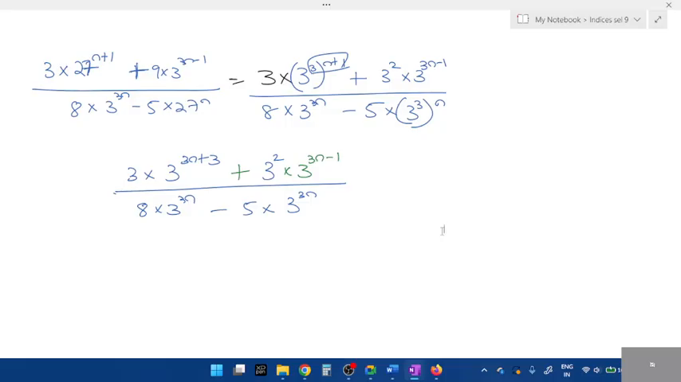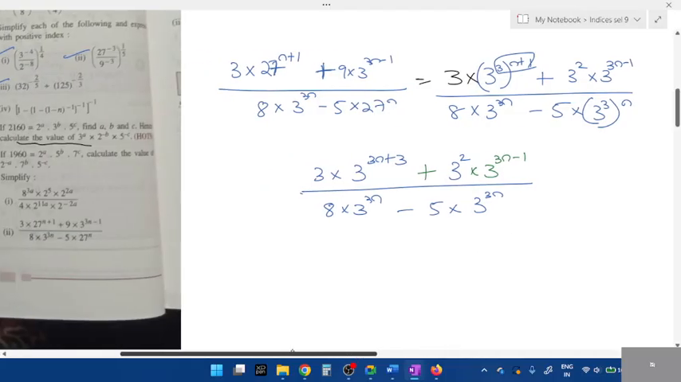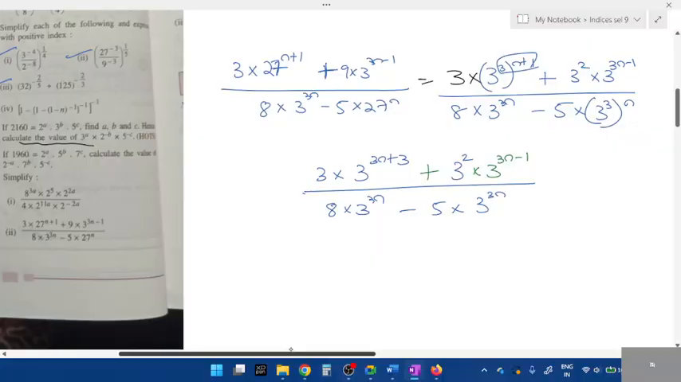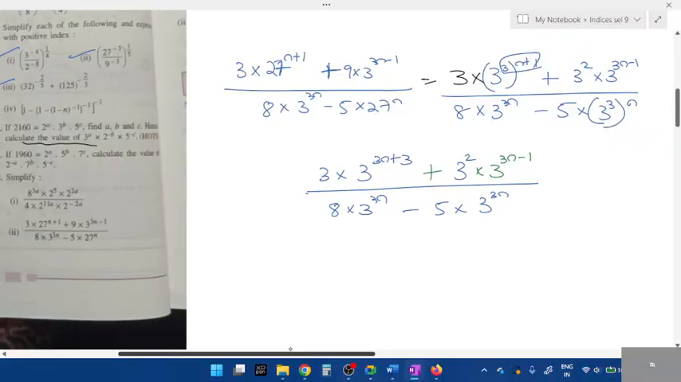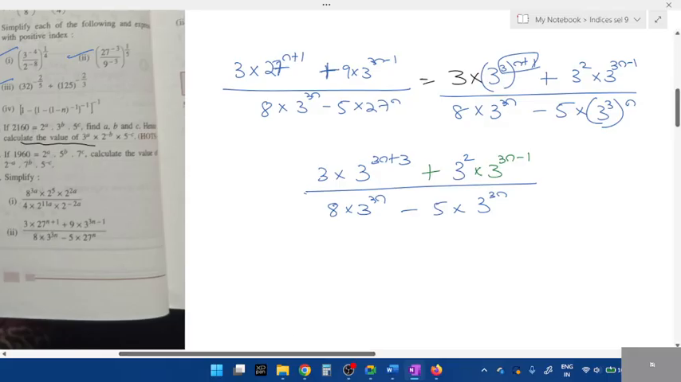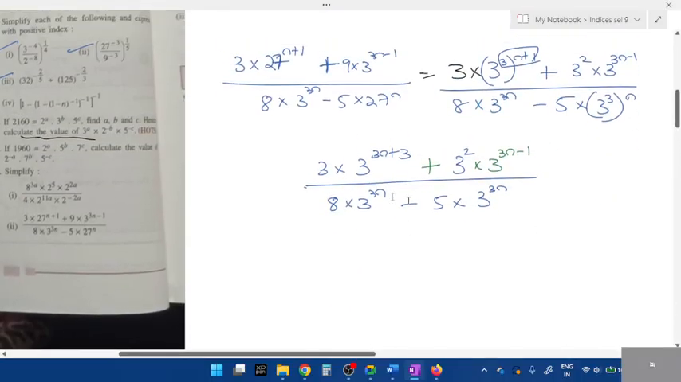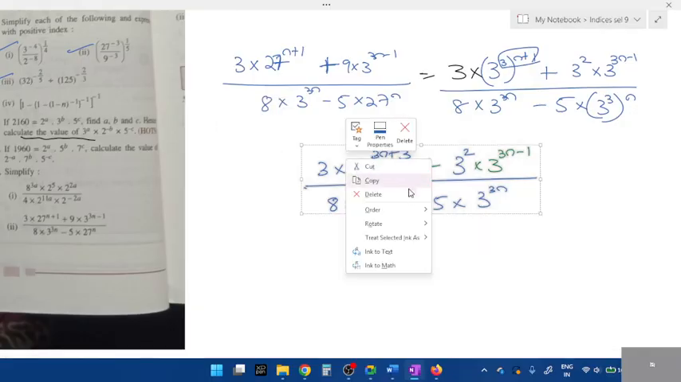Understood? Wait, let me check the question. 3 to the power of 3a. No, don't write it. This would be lengthy. Don't write this. Wait.